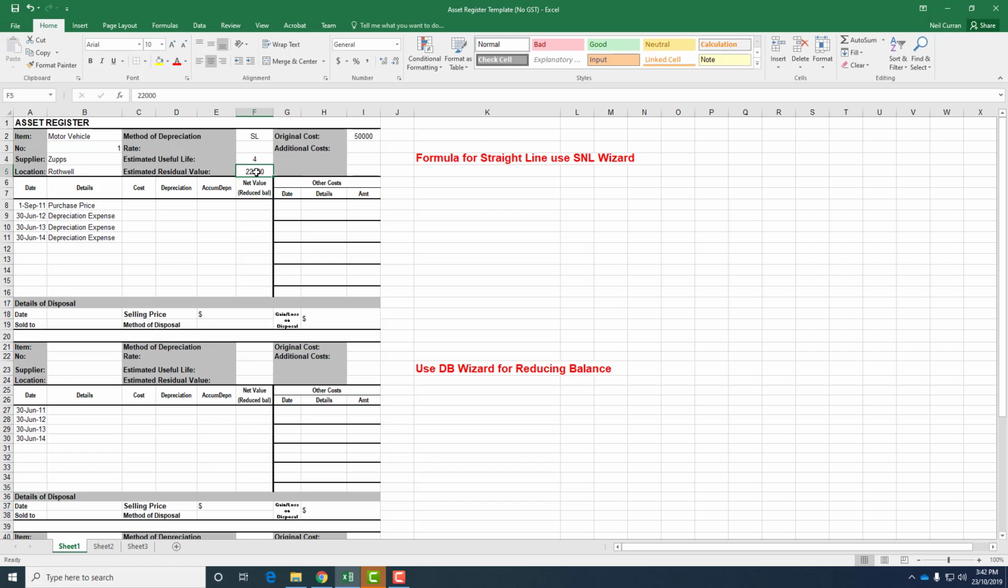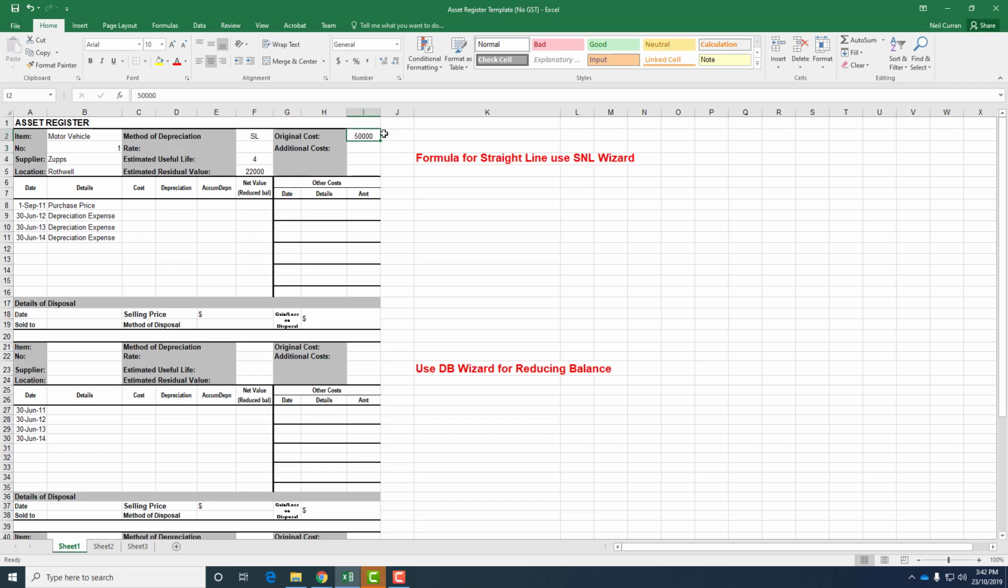Now residual value is basically the amount that you're going to receive when you either trade in or dispose of the actual vehicle itself. Now the original cost over here is the cost of the actual asset plus any additional costs, which are basically any capital expenditure. They include things like insurance, customs duty and getting the asset to your actual location, and also any other major repairs that you may have for the asset itself.